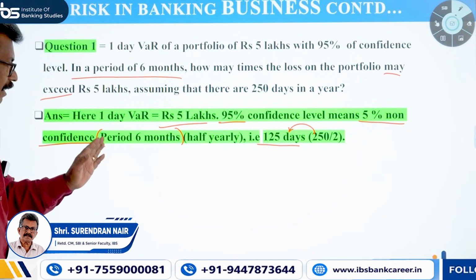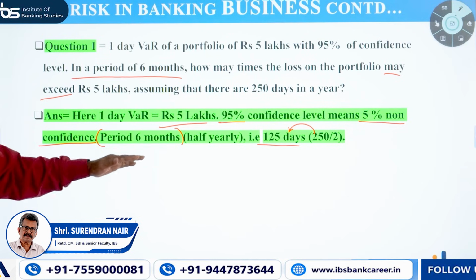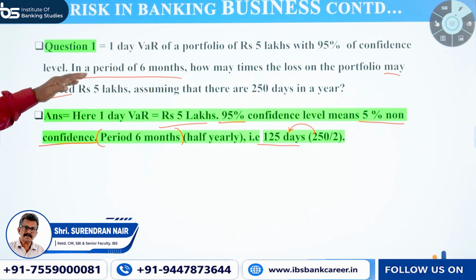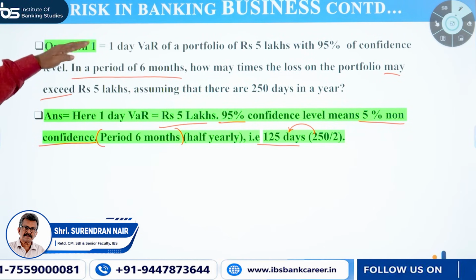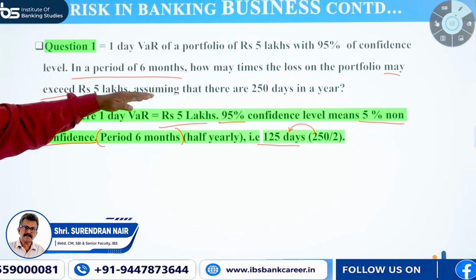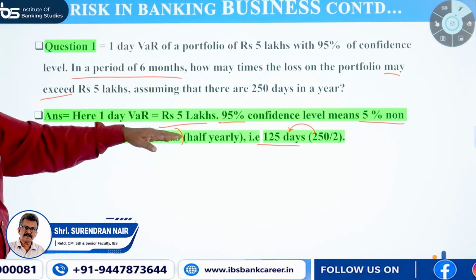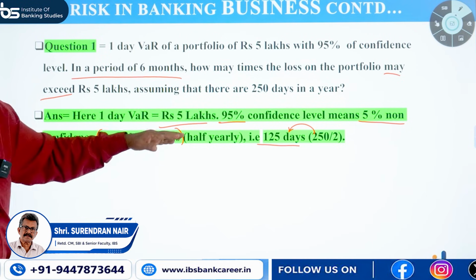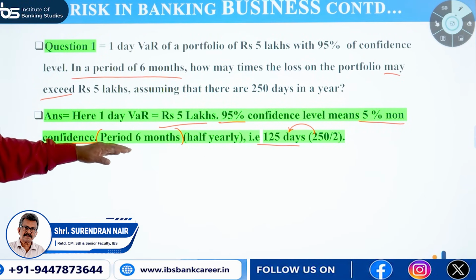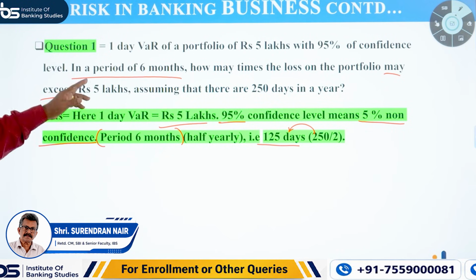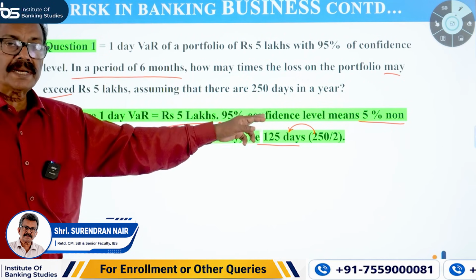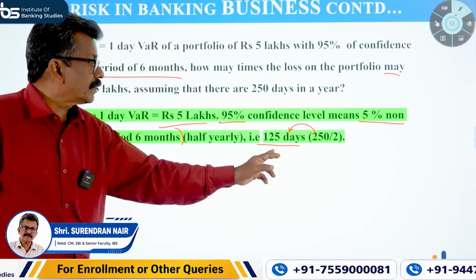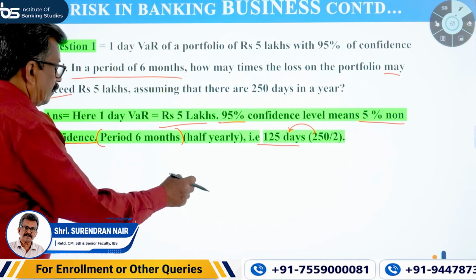So your step-by-step answer in the worksheet should be like this. First you read through the question, then you copy from the question what you have to pick: 1 day VaR 5 lakhs, confidence level 95%, non-confidence level 5% because 95% is the confidence. Period is 6 months. So how many days? Because there are only 250 days in a year, 250 divided by 2 gives 125 days. Then what is the next step?